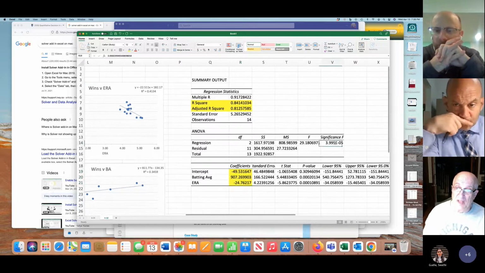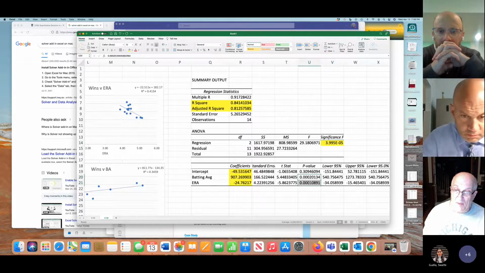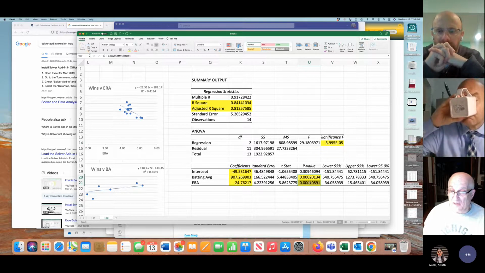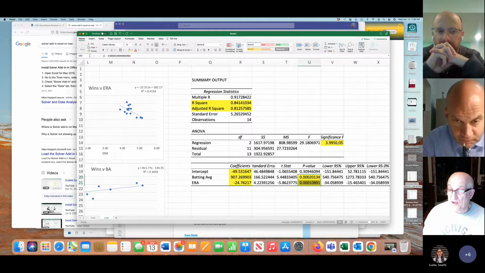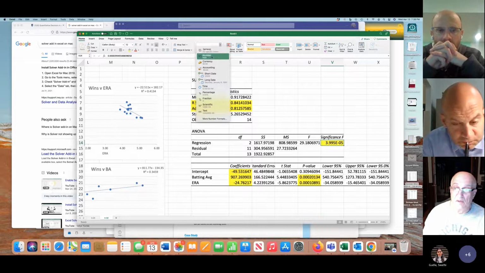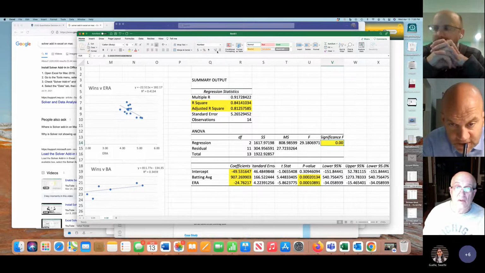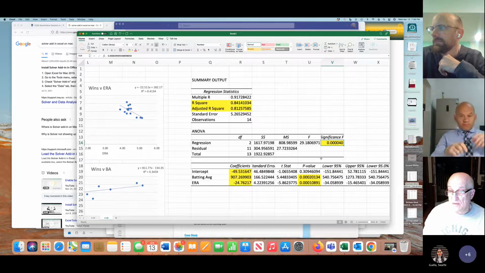Now, look at this. My significance and my p-values. I don't ever worry about the intercept, but look how low these numbers are, below 0.05. I could use a significance of 0.01, and both of these are important. If I make it a number, it has 5 decimal places of zeros. So this is really a compelling model to me.